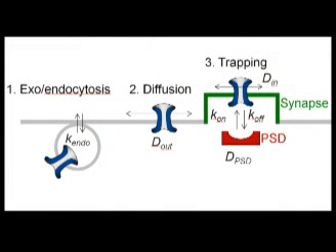Schematically, there are two major mechanisms controlling AMPA receptor numbers at synapses. A vertical mechanism involving trafficking through endocytosis and exocytosis, and a second horizontal mechanism involving lateral diffusion of AMPA receptors in the plasma membrane, followed by trapping at the postsynaptic density, which we will abbreviate PSD.